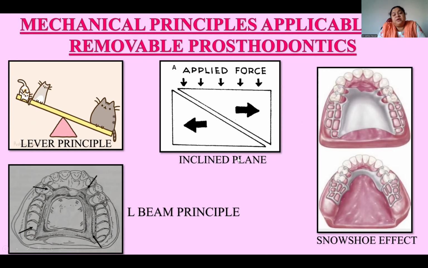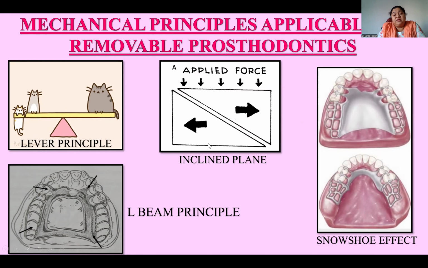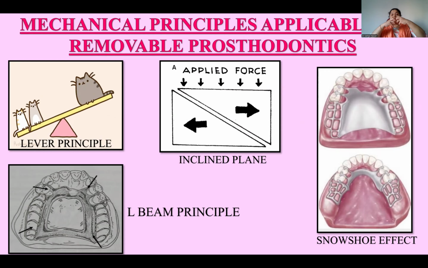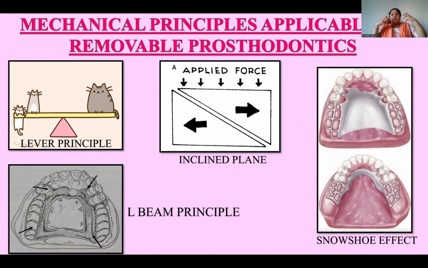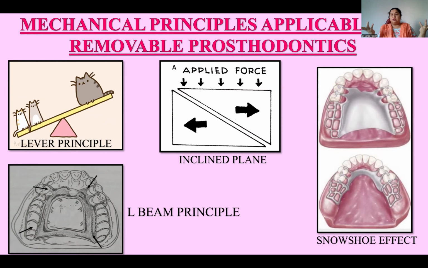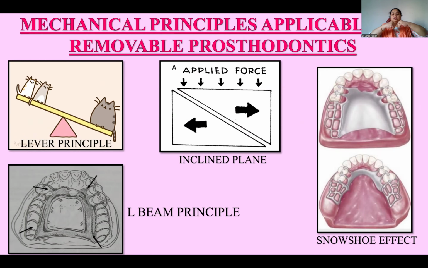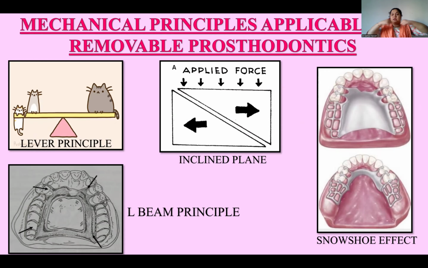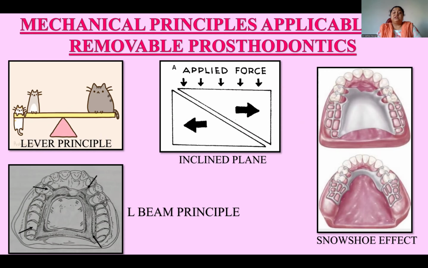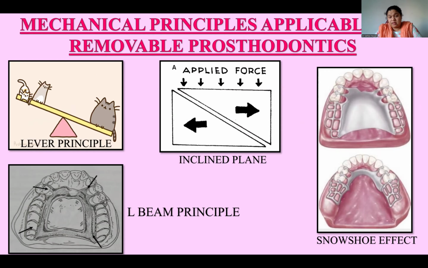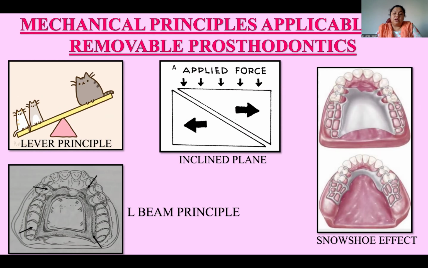Then inclined plane is very important, because whenever an inclined plane is there, suppose you are giving a clasp retainer or something like that, and they just have friction, so they will pull against each other, which you don't want to do. So wherever inclined plane is there, you have to see how you will apply force so that they are not pulling against each other. That is important.